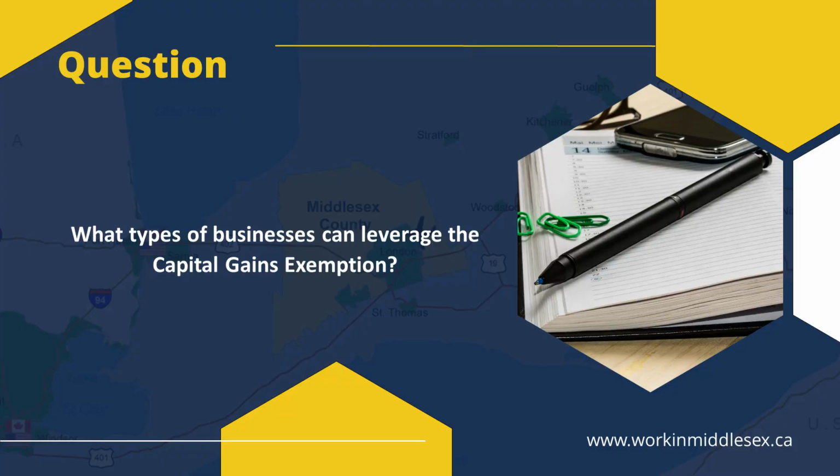Proprietorships and partnerships also have similar considerations when they're selling their interest. Timing can be a big consideration depending on the income and the style of the business. And what types of businesses can leverage the capital gains exemption?